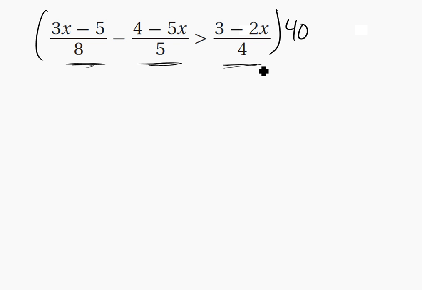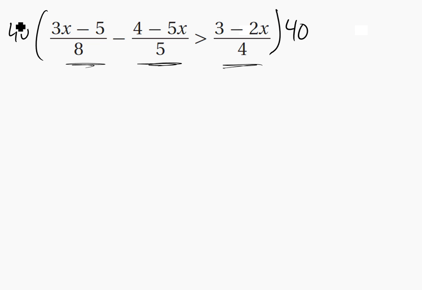Remember, when we multiply a side of an equation by a particular value, we have to multiply all of the terms by that value. So I'm going to need to multiply each of these, the (3x minus 5) over 8, and then the (4 minus 5x) over 5, and the (3 minus 2x) over 4, each by 40. So let's start one piece at a time.